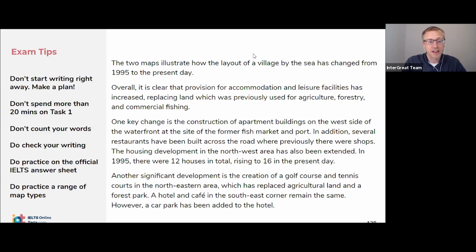Wafa is asking, is it right to use the simple past to describe these maps?